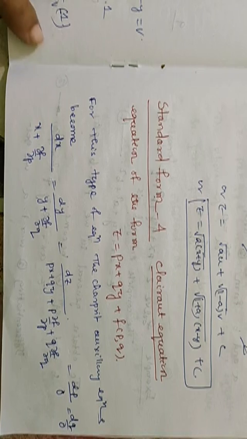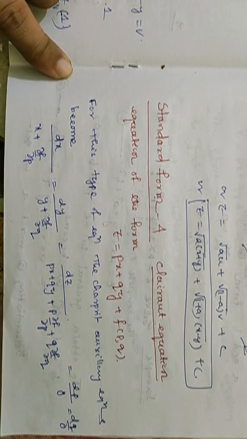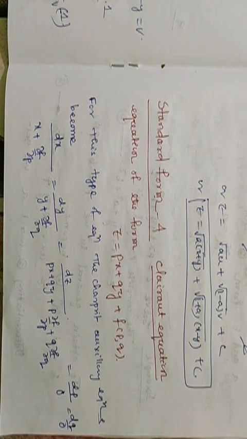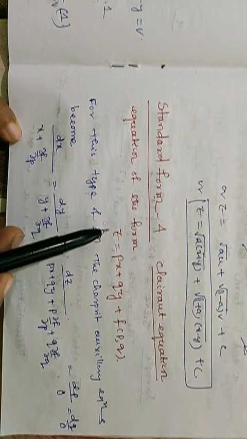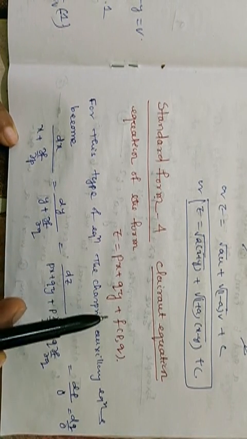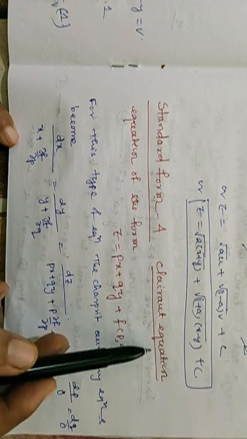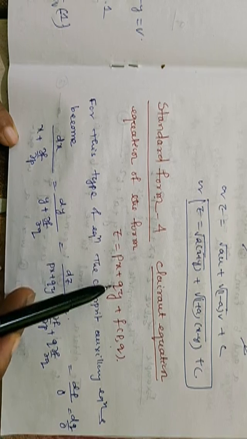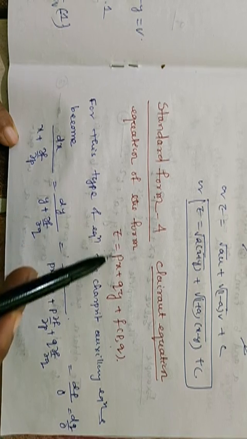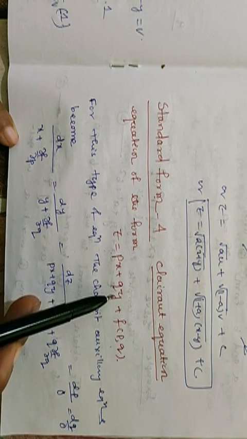So today we will discuss standard form 4, which is also known as Clairaut's equation. An equation of the form of a nonlinear first order PDE, z is equal to px plus qy plus f(p,q), we call Clairaut's equation, or it is of standard form 4. What are p and q? You are acquainted with them. p is the first partial derivative of z with respect to x, and q is the first partial derivative of z with respect to y.